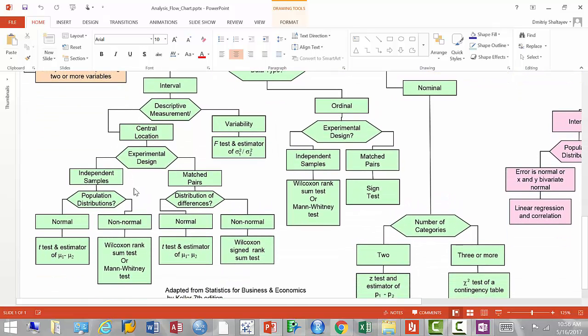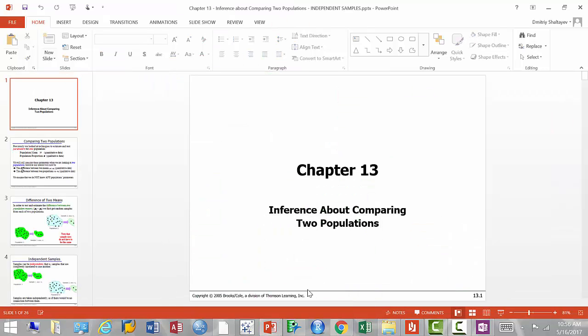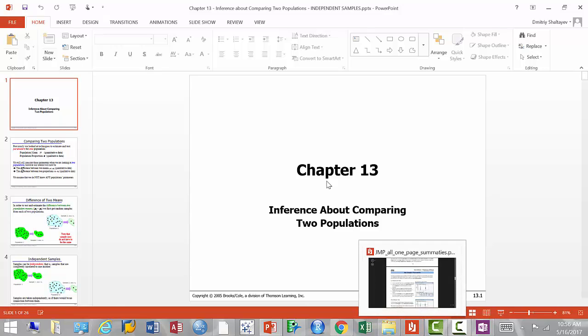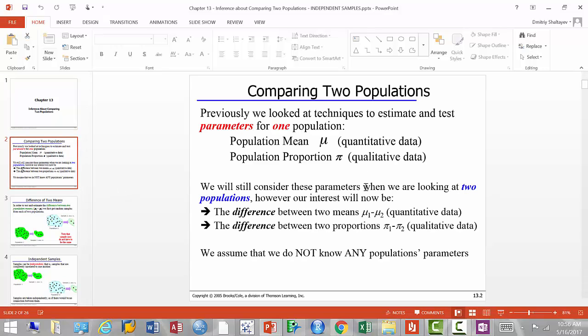And you can see the next important question that you have to ask is, what are you dealing with? Is it independent samples or matched pairs? So today we're going to start looking at what is the case with independent samples and what's matched pairs, how to differentiate between them, and how the analysis differs. All right, so we will talk about inference about comparing 2 samples of data, 2 populations. Okay, cool.